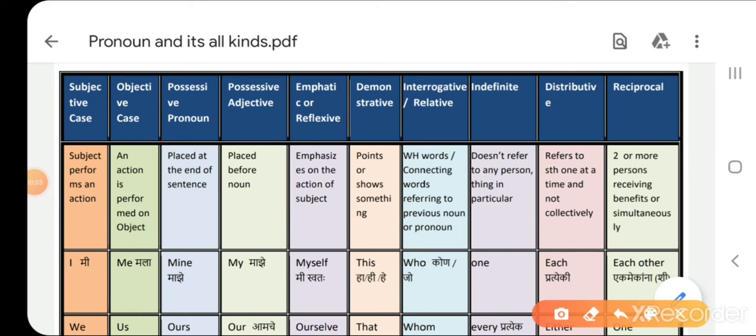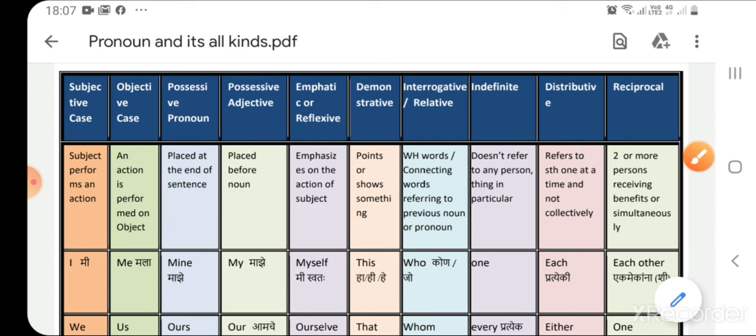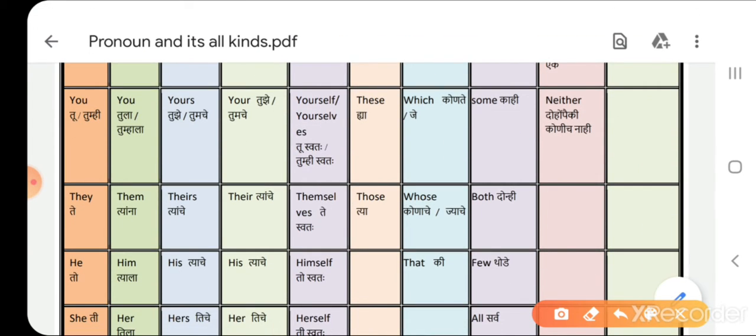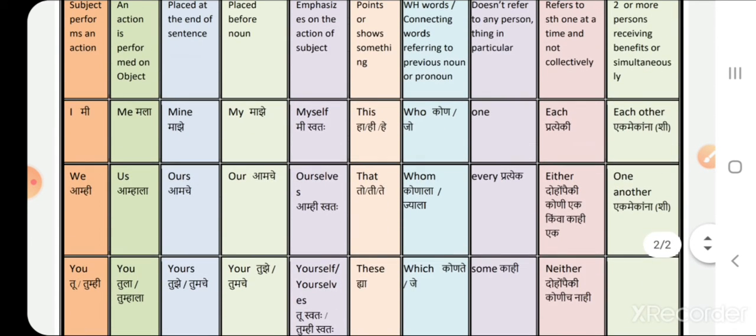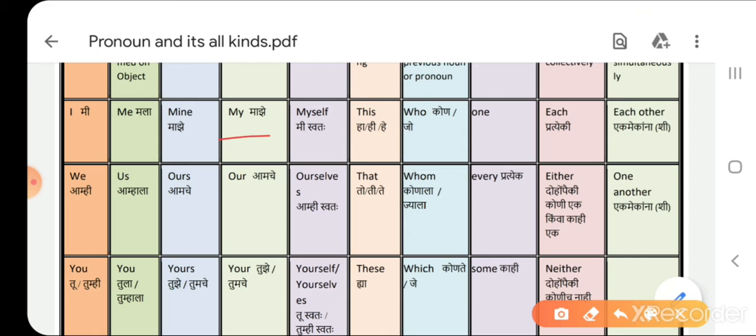Next pronoun is possessive case pronoun. They show ownership of something. There are both possessive case pronouns and possessive adjectives. After my, our, your, please see fourth column, their, his, her, and its. Noun is written. For example, my pen, our cycle, etc. Pen is noun. Before that, my is present. Thus, my is possessive adjective.